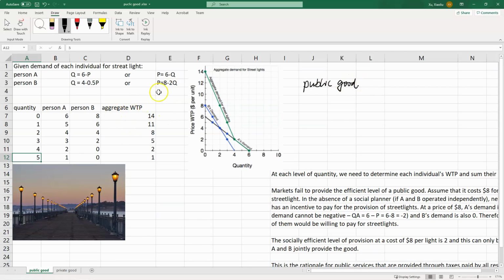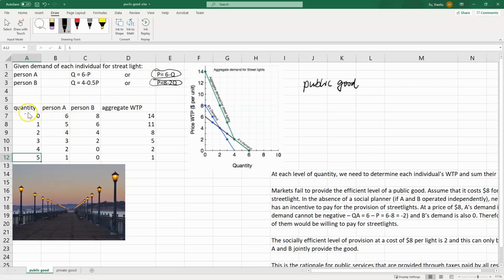The first part would be about the public good. For person A and person B, we are given two different demand curves, right? So for public good, the first step is to rewrite the demand curve into the inverse demand curve. That is, we need to rewrite A's demand curve into this form. That is, P is a function of Q. And also for B, P is a function of Q.